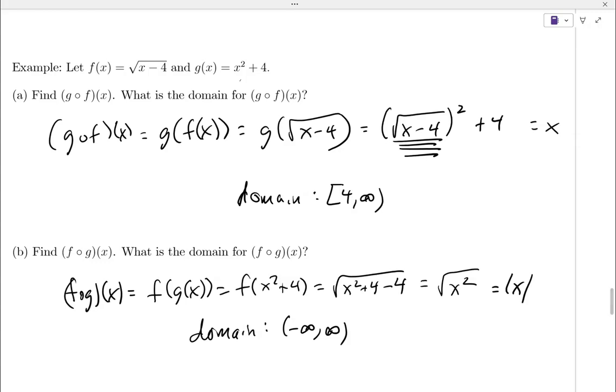So for next time, see if you can look at that next example. Come up with the domains. We'll finish off the last page, and then we'll get into section 2.8 as well.